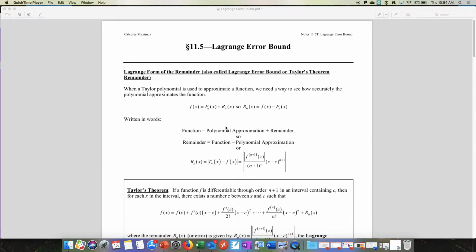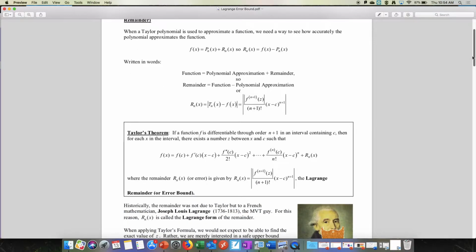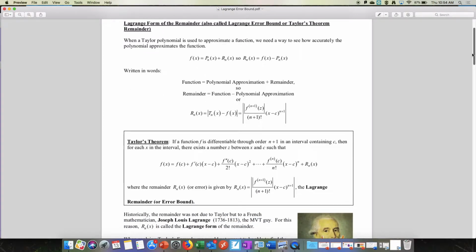Okay, so we're going to talk about the error in using our Taylor polynomials to approximate our functions. If we take a function and we write a Taylor polynomial and we center it somewhere, let's call it C, if we move away from C, how off are we going to be if we were to actually plug into the real function? That's what we're going to talk about.